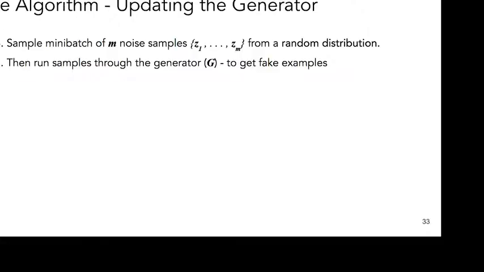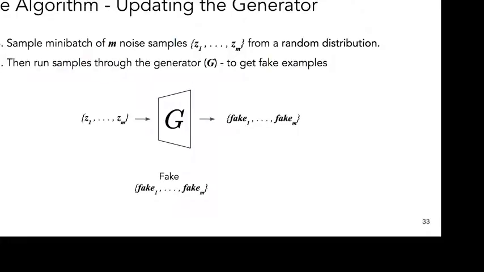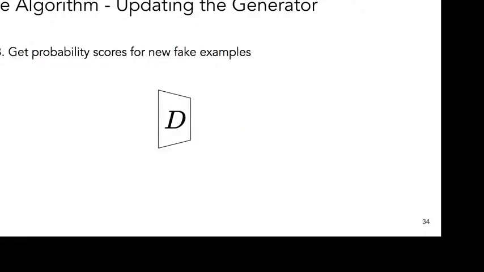Again, totally new examples, not the same ones we just used before. And then we're going to run the samples again through the generator, and again we're going to end up with some fake examples. So very similar to what we did in the first step. This time around, we have a new sample though. Now we get probability scores from the new fake examples, and again we end up with a list of all these probability scores.